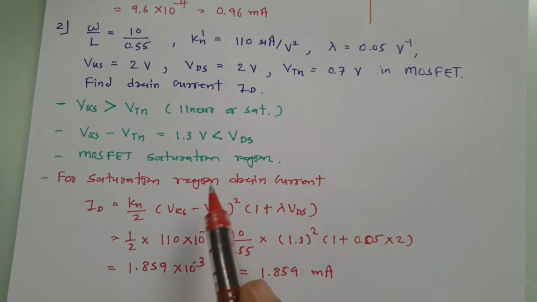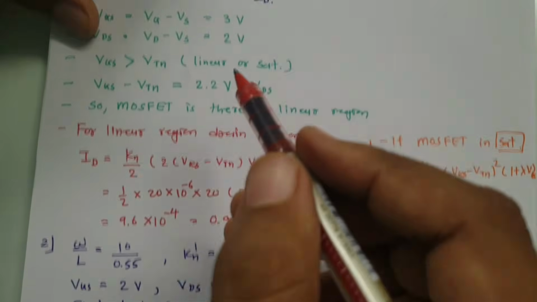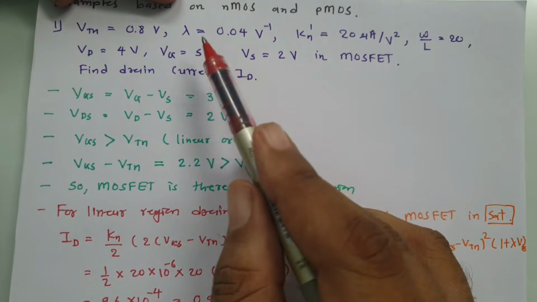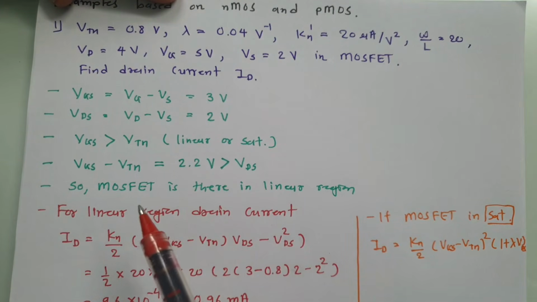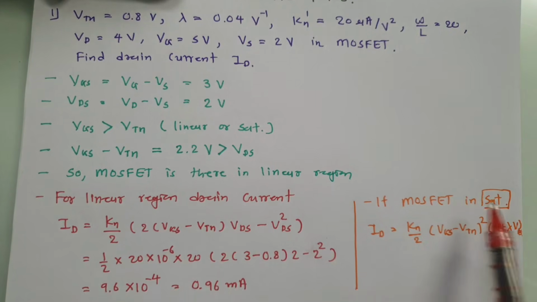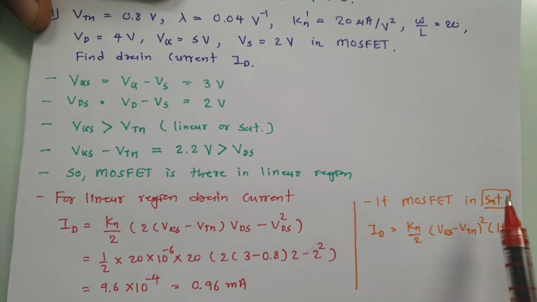So here you see we have used lambda. Why? The reason is the MOSFET is in the saturation region, right? And sometimes extra data may be given to you, as in the first question where lambda is given, but as the MOSFET is in the linear region, you should not use lambda. It is useful in the saturation region only. So this is what you need to take care of when you solve examples.